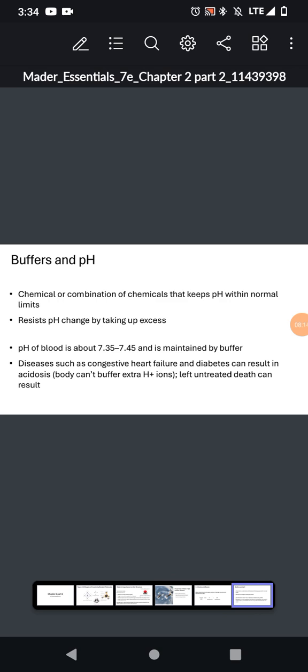And the last slide, buffers and pH. A buffer is a chemical or combination of chemicals that keeps pH within normal limits. I think that's the definition for a buffer. It resists pH change by taking up excess. The pH of blood is about 7.35 to 7.45 and is maintained by buffers. Diseases such as congestive heart failure and diabetes can result in acidosis. The body can't buffer extra hydrogen ions. Left untreated, death can result. All right.